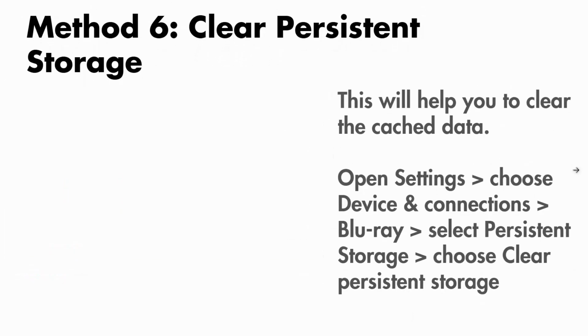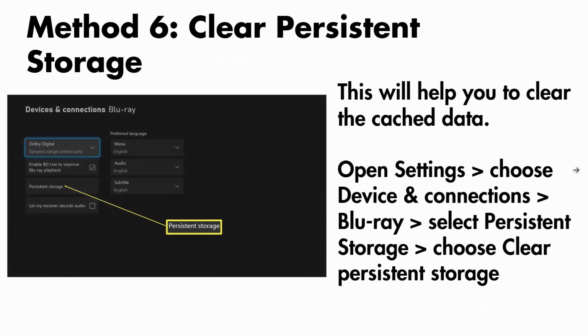Next method is to clear persistent storage. This will help to clear the cache data. For that, open settings, choose device and connections. Click on Blu-ray. Now select persistent storage and then select clear persistent storage.